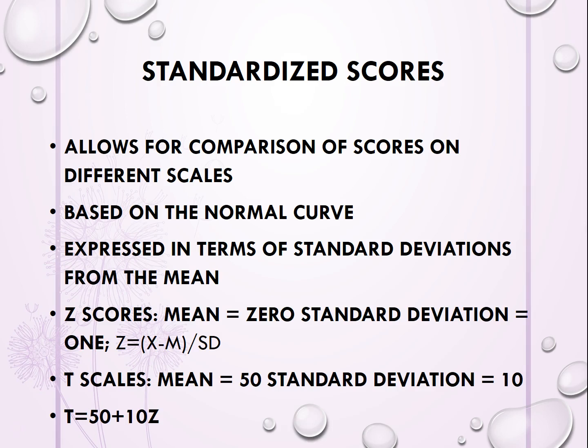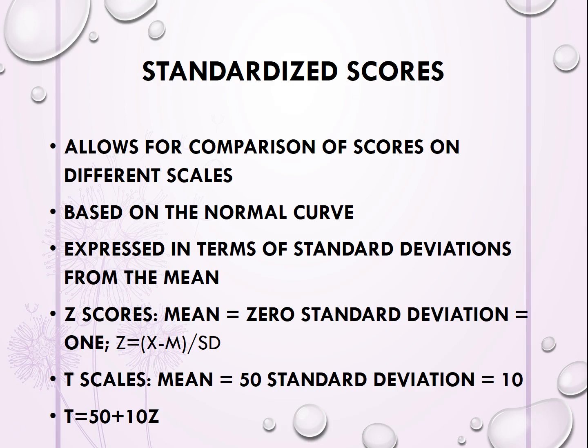Standardized scores. The basic standard score is the z-score. The z-scale converts raw scores to units of standard deviation in which the mean is 0 and a standard deviation is 1. The formula is z equals x minus M divided by standard deviation.